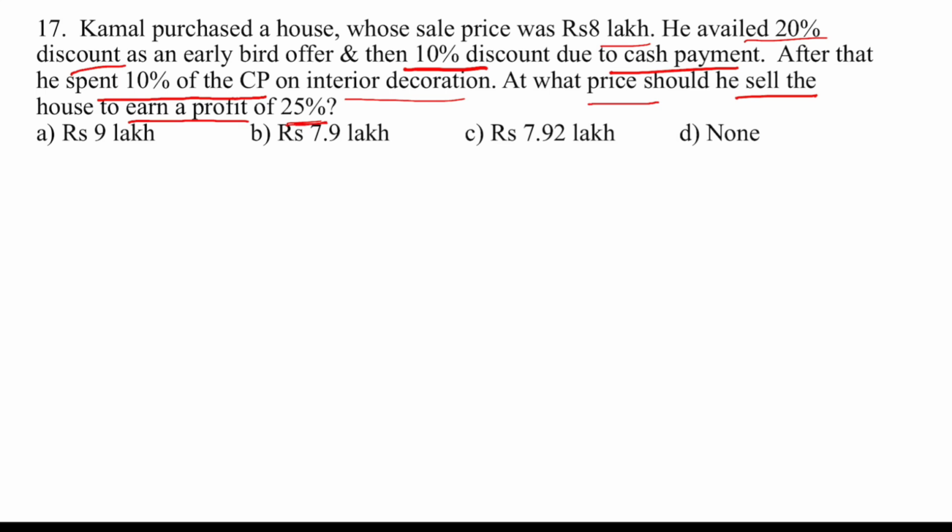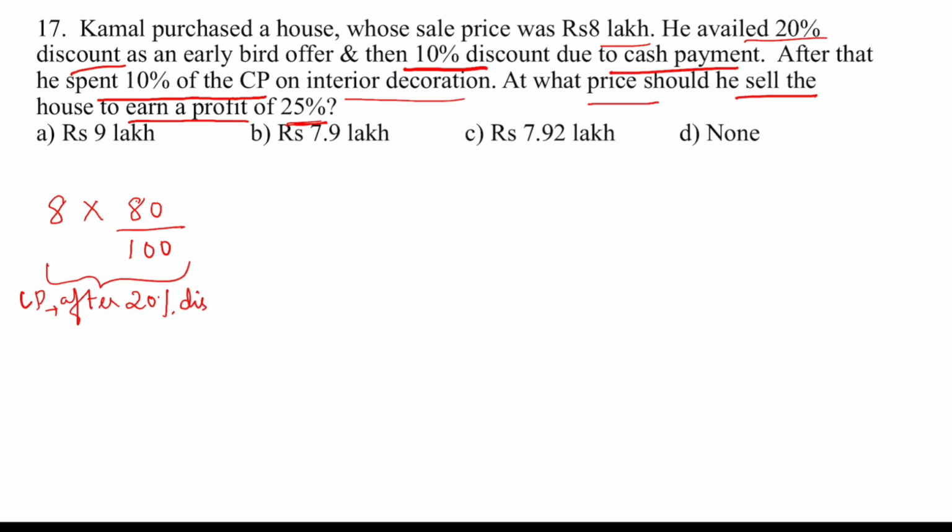Now 8 lakh was the sale price. So 8 into, he availed a 20% discount, isn't it? So 20% discount means 100 minus 20 is 80. So this was his cost price after the 20% discount.